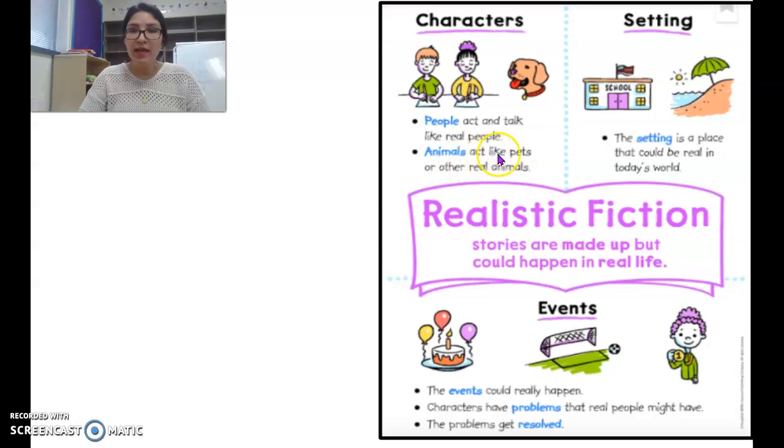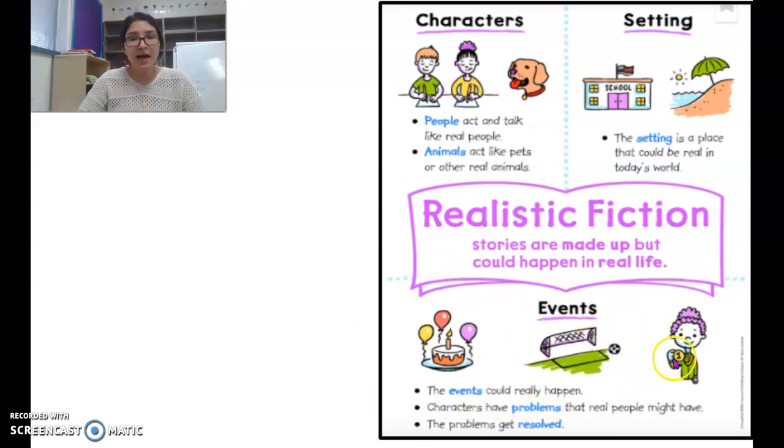So animals act like pets or other real animals. You're not going to see talking dogs or dogs standing up on their back legs wearing a little coat and tie. No, they're going to behave like a real dog would. The setting. The setting is a place that could be real in today's world. For example, a beach, a school, the movies, the mall. Those are all real places.